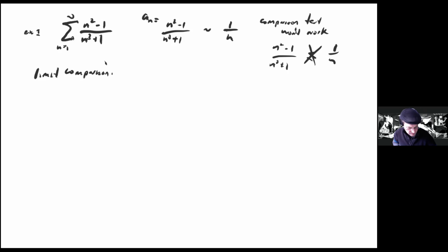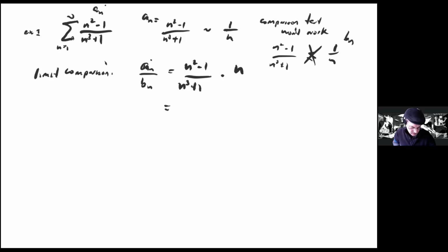So what I'm going to do is a limit comparison between n squared minus 1 over n cubed plus 1 and 1 over n. I'm going to take n squared minus 1 over n cubed plus 1 as my a sub n, and 1 over n as my b sub n. So a sub n over b sub n, these are series with non-negative terms, is given by n squared minus 1 over n cubed plus 1 times the reciprocal of b sub n, which is n.